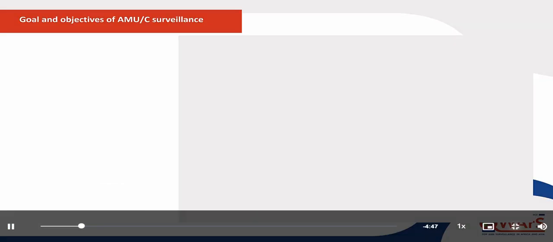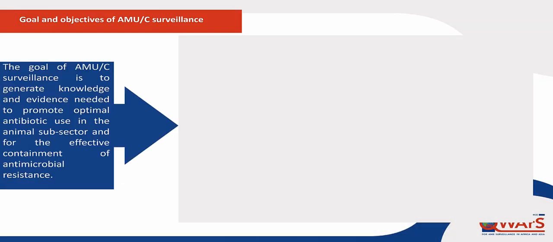This slide summarizes the goal and objectives of AMU-C surveillance. The goal of AMU-C surveillance is to generate knowledge and evidence needed to promote optimal antibiotic use in the animal subsector and for the effective containment of antimicrobial resistance.